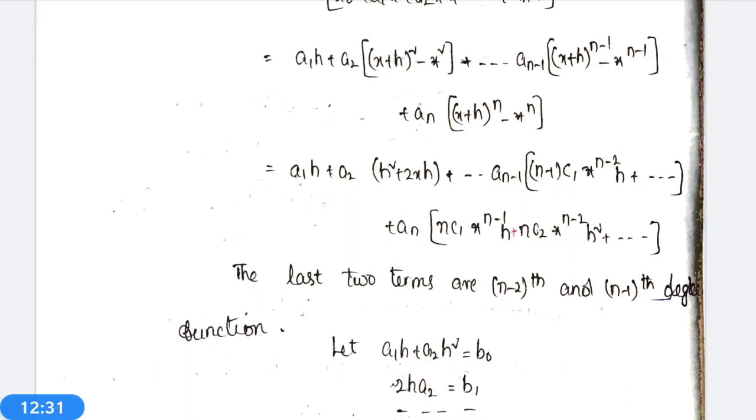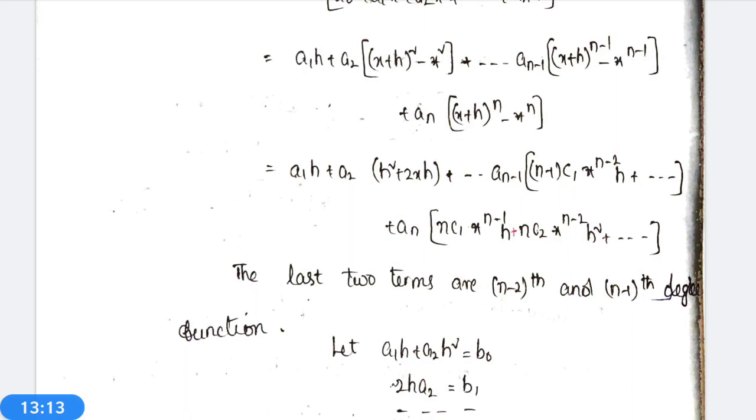In this delta fx, the last two terms have exponents of x as n minus 2 and n minus 1 respectively. So this series is an n minus 1th degree polynomial. Delta fx is also again a function of x, and it is an n minus 1th degree polynomial. This means if we apply delta on an nth degree polynomial, we get an n minus 1th degree polynomial.